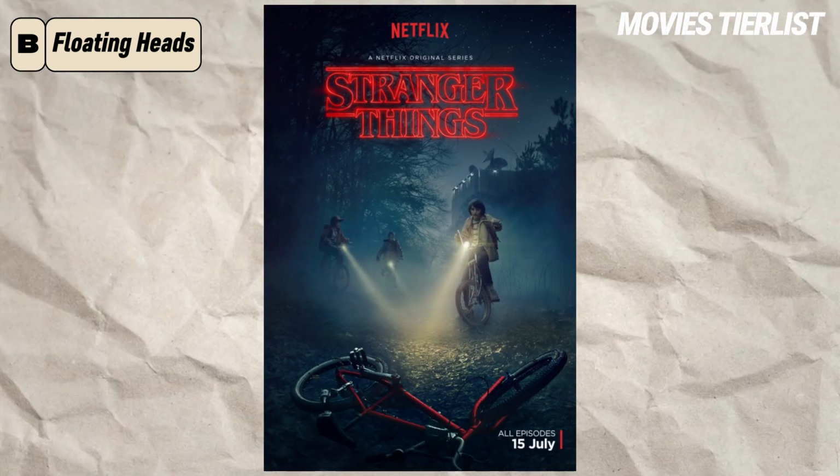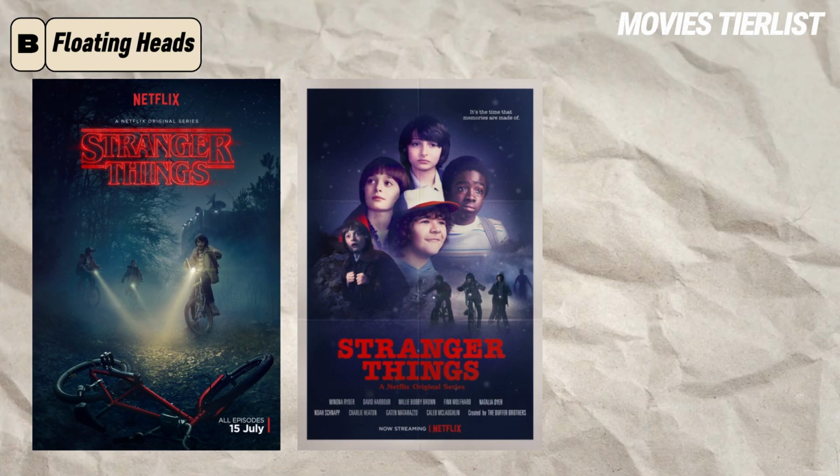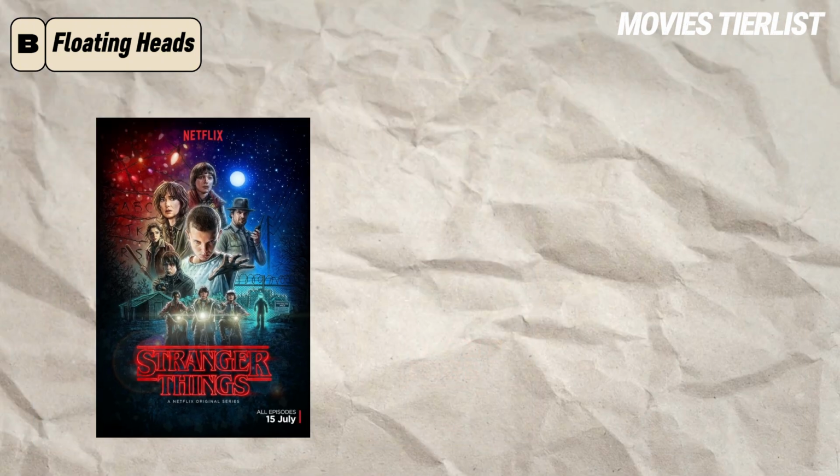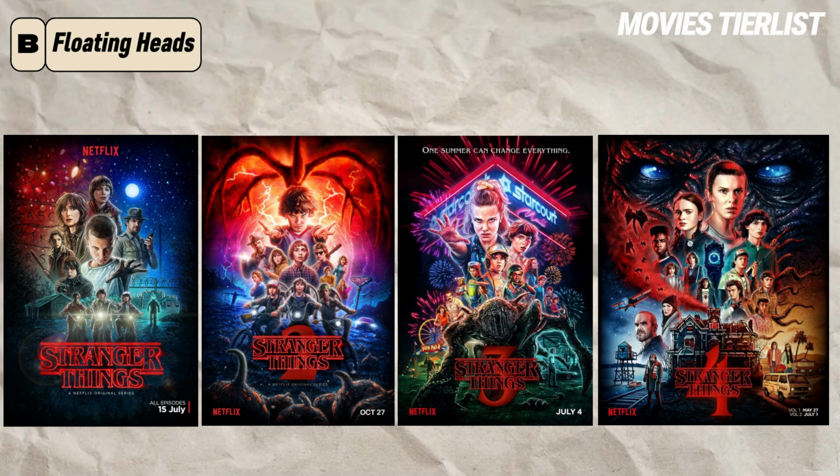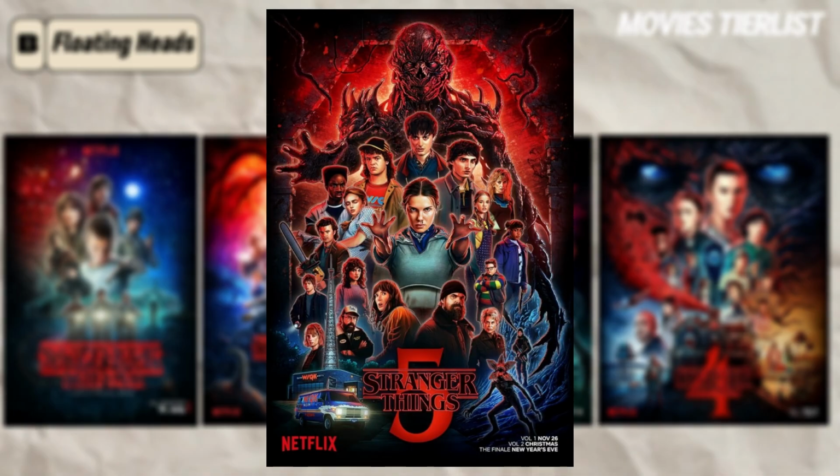Take Stranger Things as a recent example. The first season had very strong posters, but as the cast expanded, they fell into the same idea. Floating heads, larger for the most important characters, smaller for supporting roles.